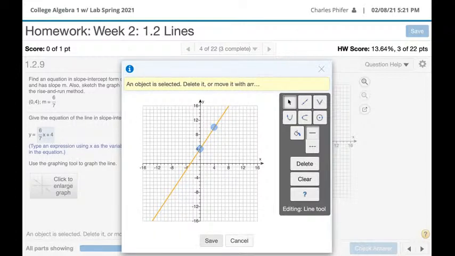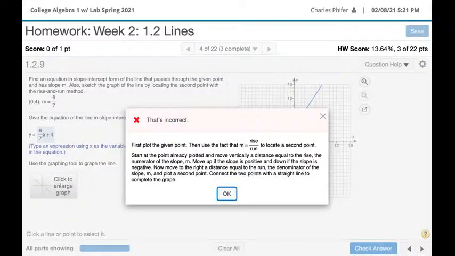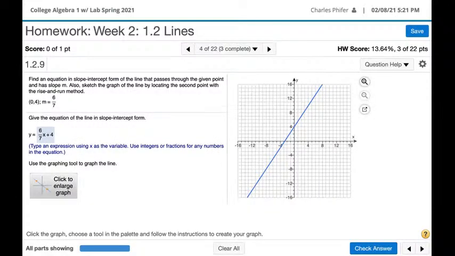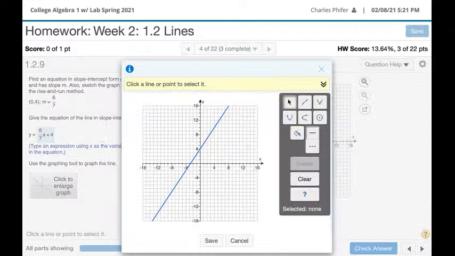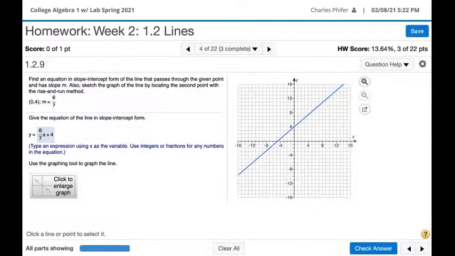We're going to check the answer. Let me make sure I did it right. Let me go back and look at my graph. Because if that's right, the y-intercept is 4. We go up 6, right? 6 and 4 is 10, which is here. Oh, 7. I went right by 4. Yeah, the run is 7, not 4. I don't know where I got that from. That looks good. Let's try that. Save. Check the answer.